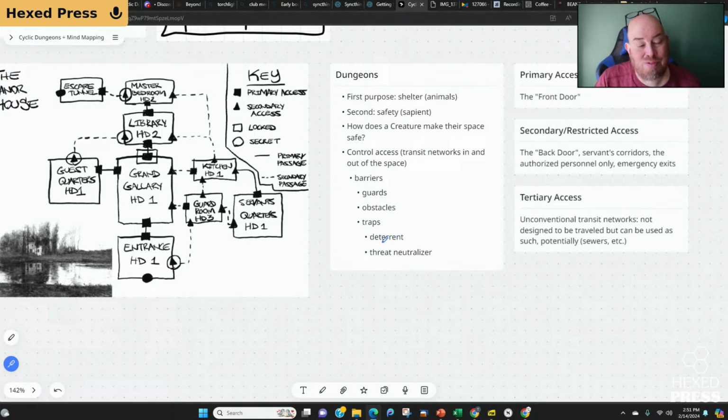and are able to neutralize them. In terms of your normal traps, any kind of trap, a pit trap, all that stuff, they are trying to neutralize the threat. And you're doing that because you can't afford guards.